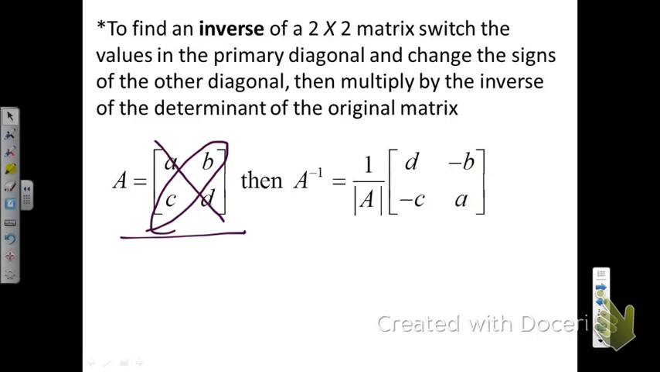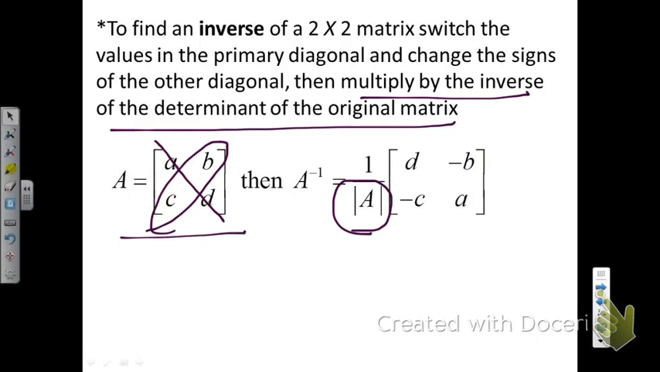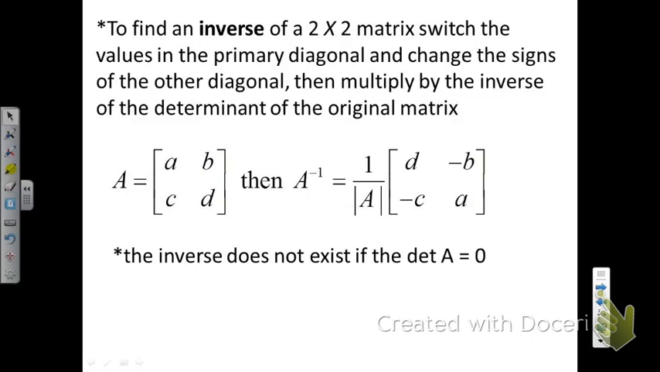So that is why these two end up switching places and these signs change. And then the last part of it says that you will multiply by the inverse of the determinant. Remember that this means that you'll be finding the determinant of matrix A, and we multiply by its inverse, which is why we take 1 over that value. For example, if I found out that the determinant was 5, the inverse of 5 is 1 over 5. The inverse will not exist if the determinant is 0, and we talked about this because if we found out that the determinant was 0, then this fraction would become 1 over 0, and we cannot divide by 0.